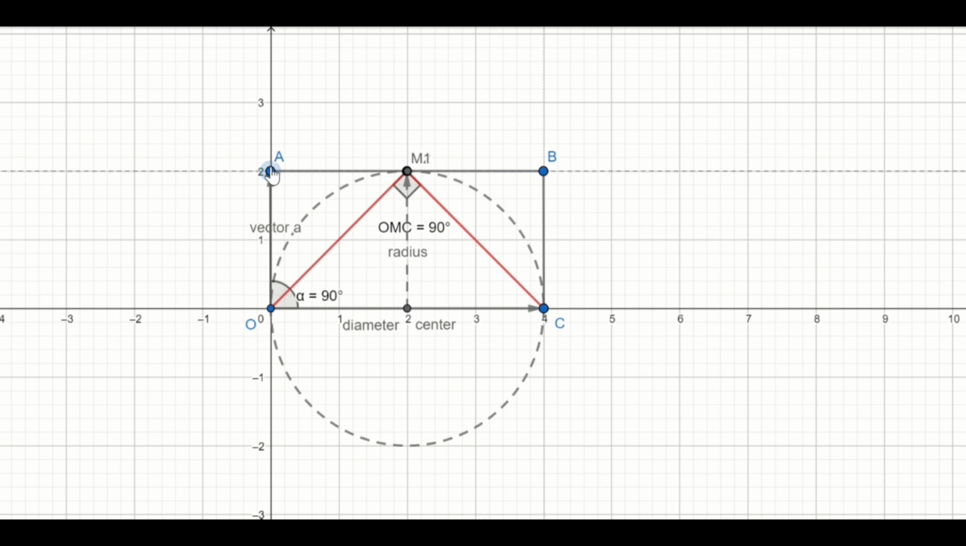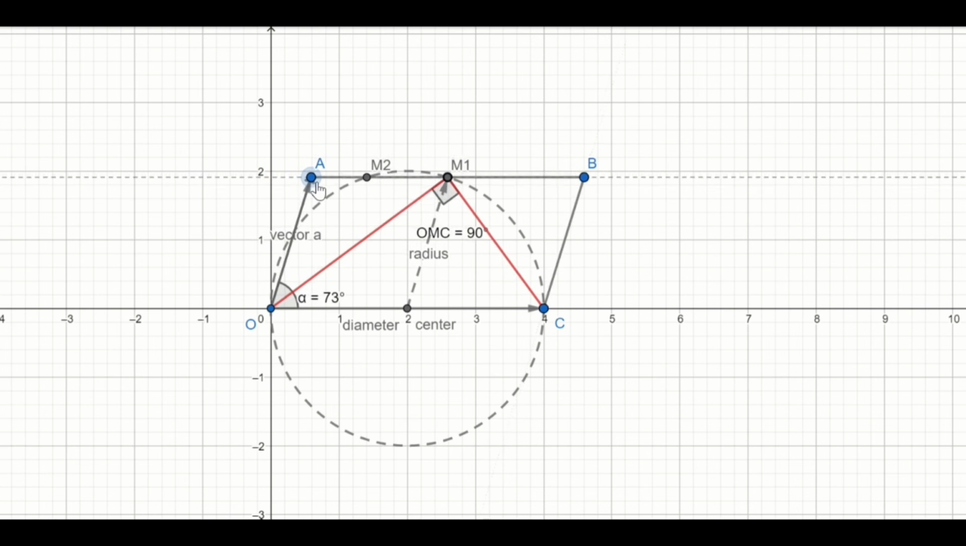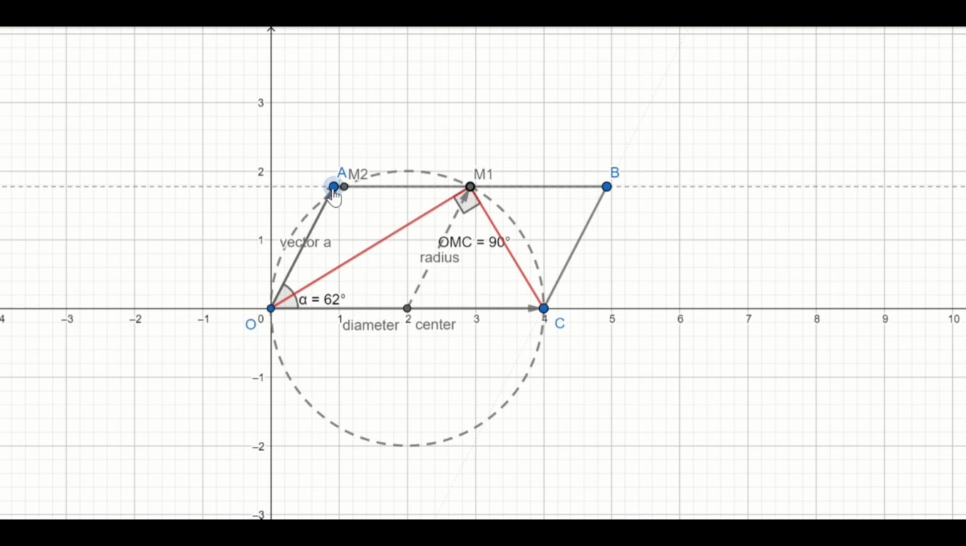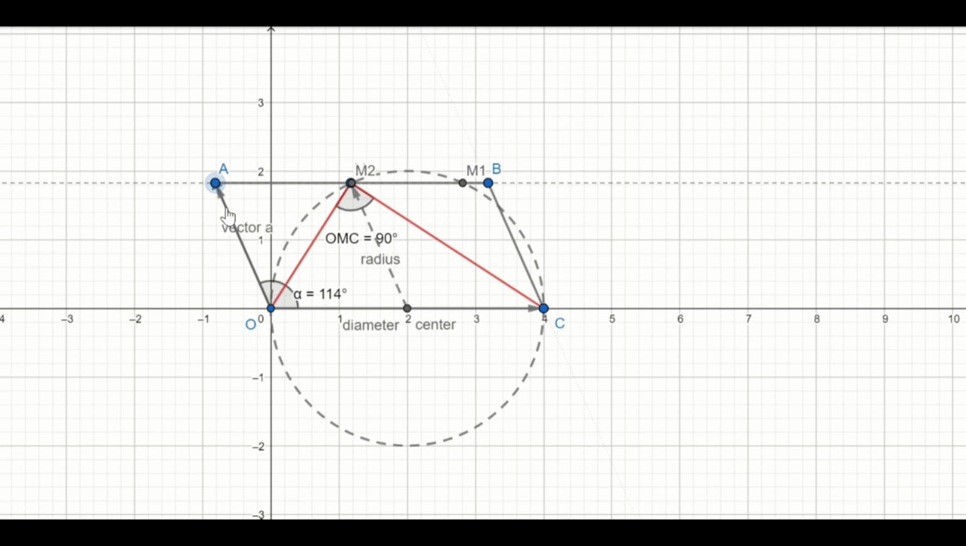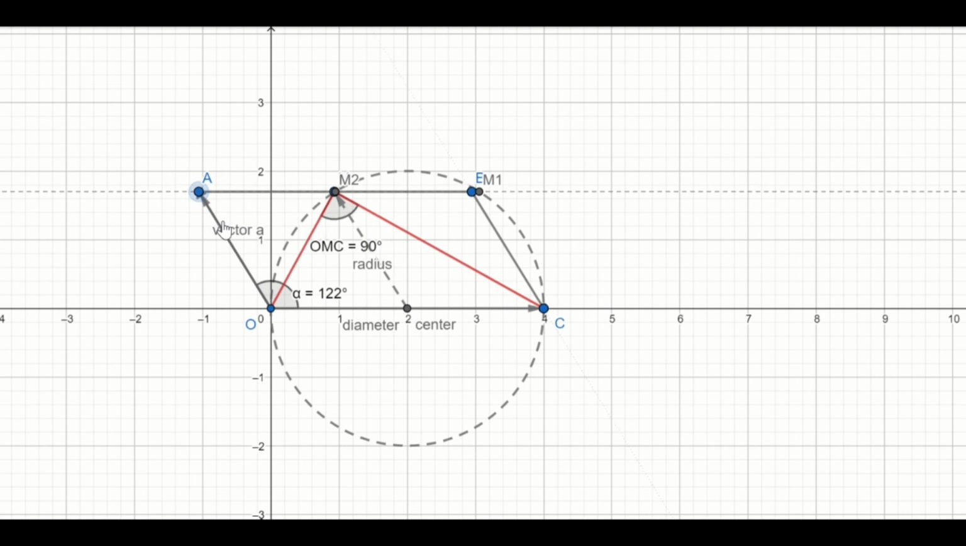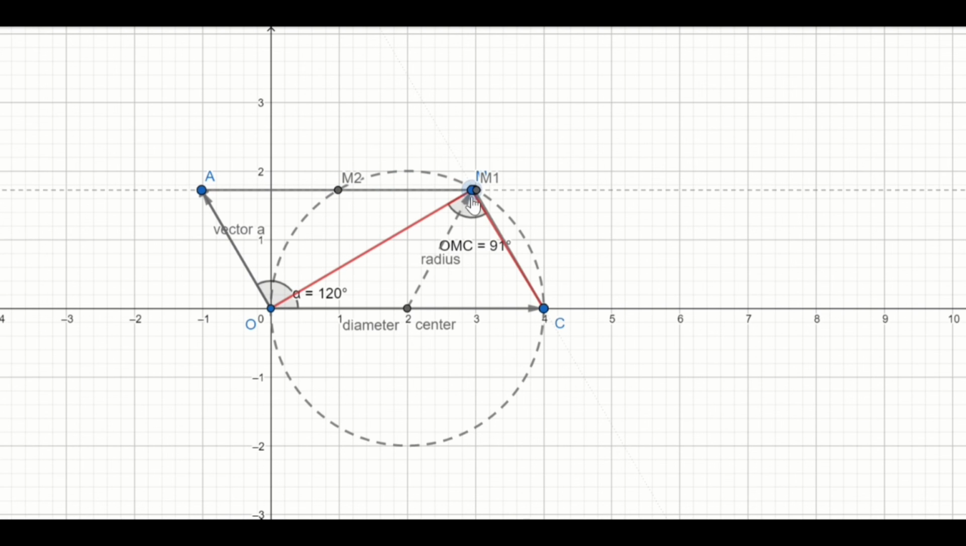Next, I demonstrate the second point of M, when alpha is between 60 degrees to 120 degrees. When alpha is 60 degrees, the second point M gives 90 degrees when it overlaps with point A. That is k equals 0, because AM length is now 0. When alpha is increased to 120 degrees, the point M gives 90 degrees when it overlaps with point B. That is k equals 1, because AM is the same length as AB now.